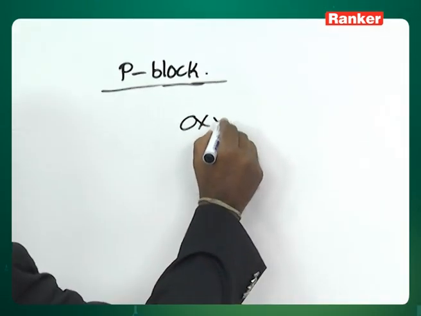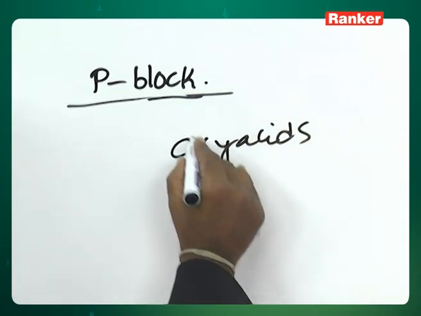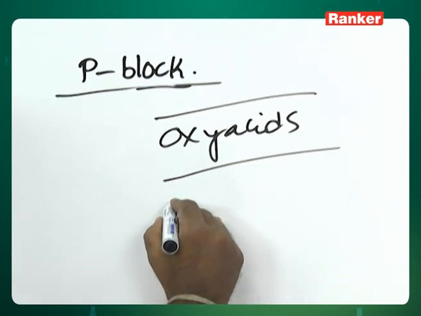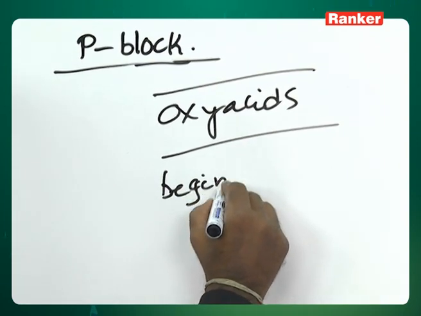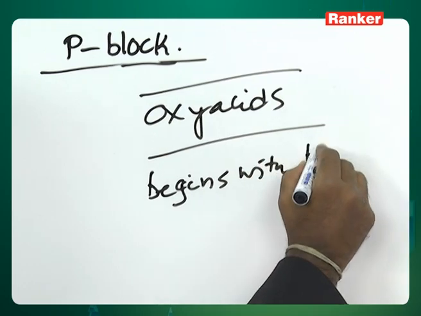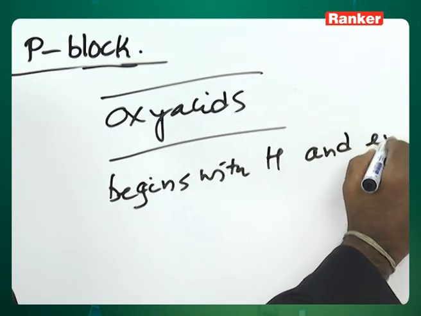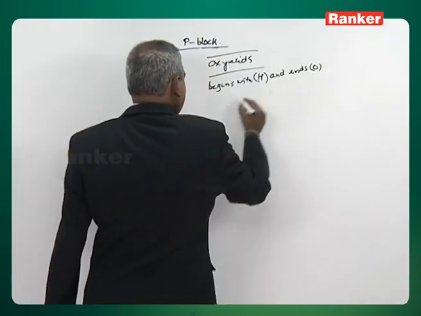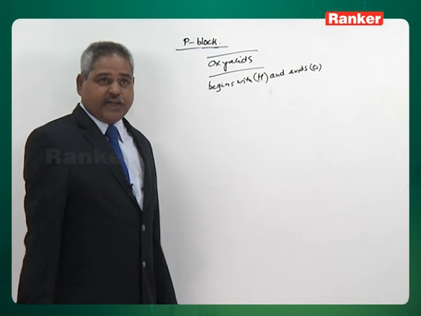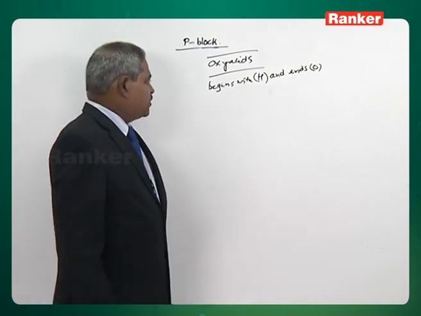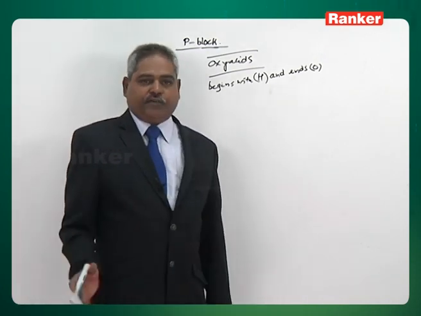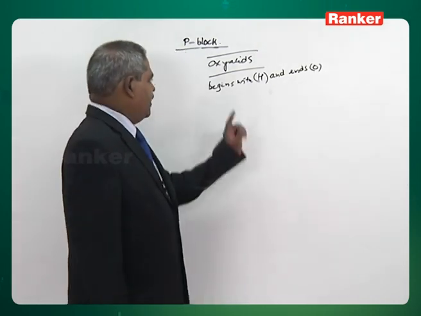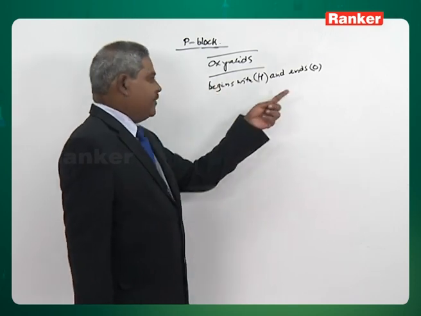Oxy acids. My definition of oxy acid: a formula beginning with H and ending with O. Oxy acid, acid that contains oxygen and hydrogen. Instead of giving a qualitative definition, I give a functional definition. Even a small child should be able to say: begin with H, end with O.